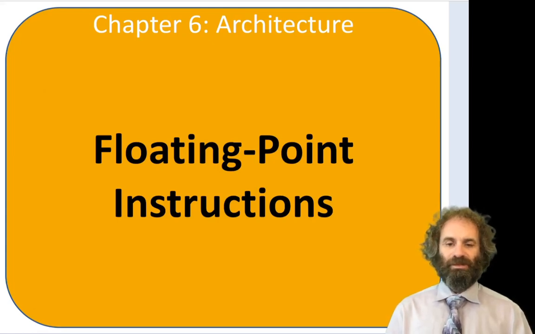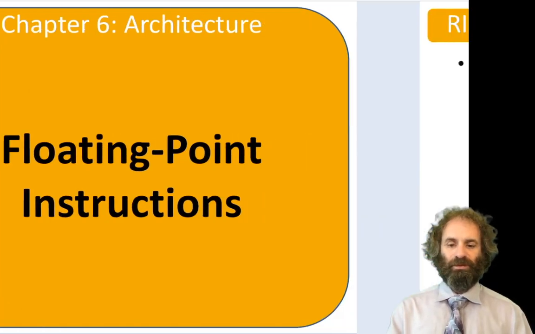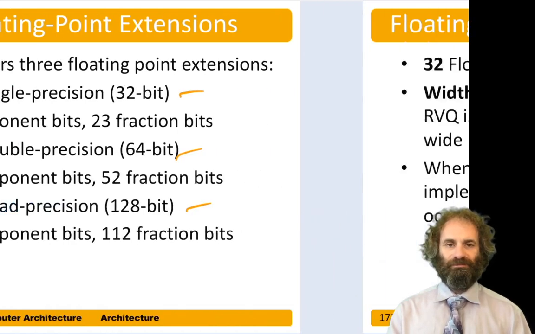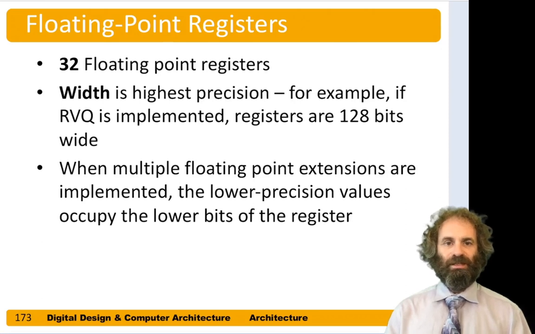Hello, in this lecture we'll talk about RISC-V floating-point instructions. RISC-V has three optional extensions, F, D, and Q modes, to handle single, double, and quad precision floating-point numbers: 32-bit, 64-bit, and 128-bit. These extensions define 32 floating-point registers.